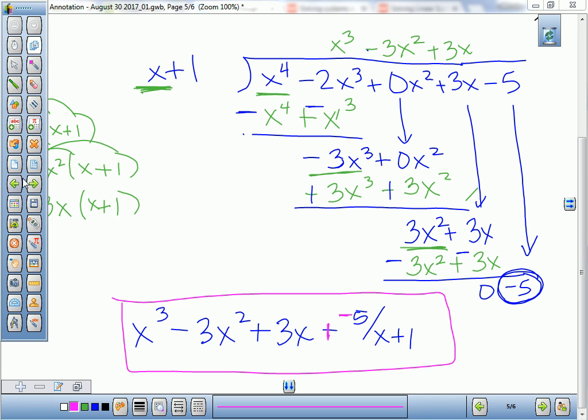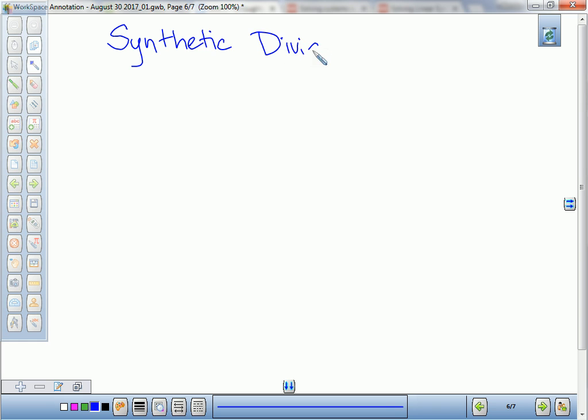All right. So let's do this nice shortcut. It's called synthetic division. And the cool thing is, it doesn't look like we're dividing, but we are.